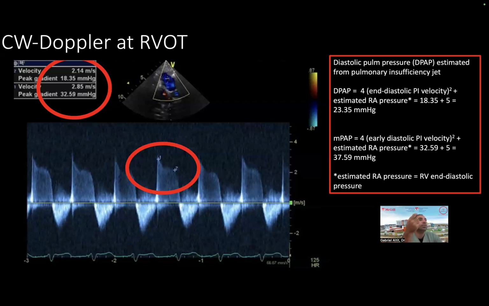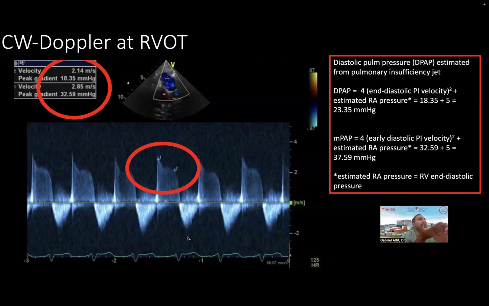The other thing that it's going to do is they're going to equalize the pressure very quickly, so you can misinterpret the gradient. Why? Because your RV end diastolic pressure will be very high. It's not just going to be 5, it's going to be like 20. Does that make sense? So then you're estimating, oh, it's only like 20 or 30, but actually you have 20 of end diastolic pressure in your RV, and really you're at 50 of mean pulmonary arterial pressure.